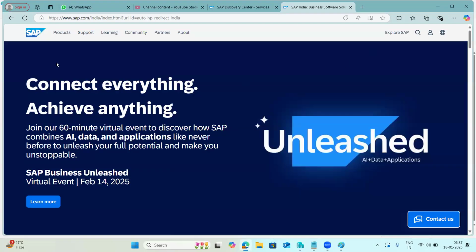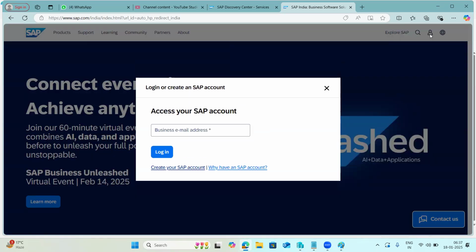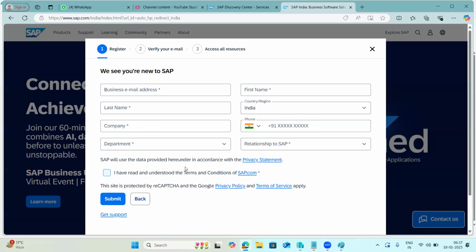Once again, if you log into sap.com, on the right side top there is a user login option. Just click on the user login option, then click on your SAP account. Here it will ask for your business email.